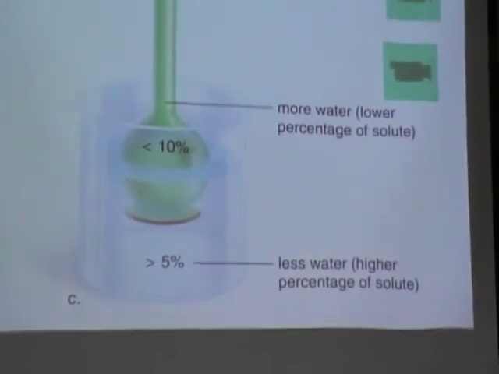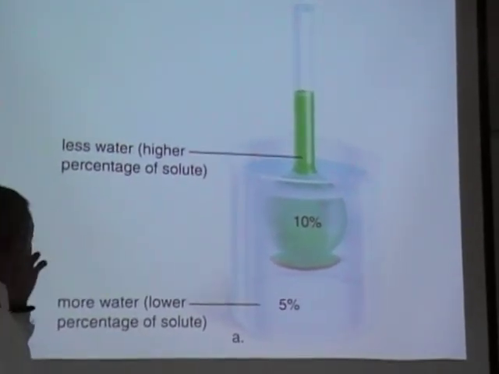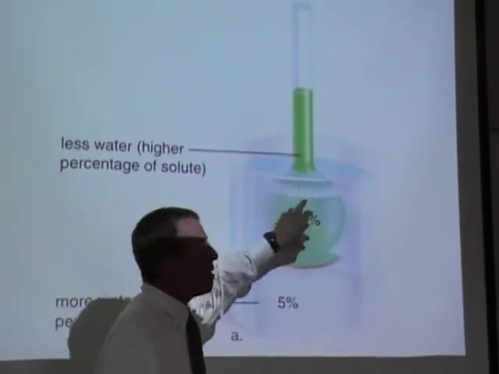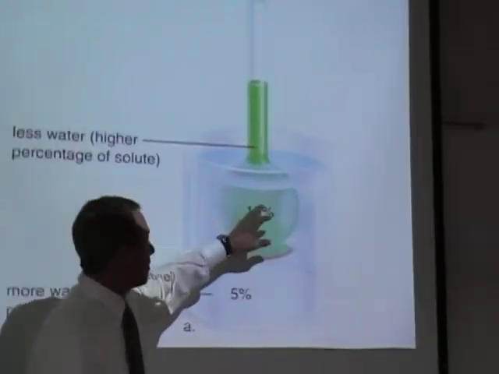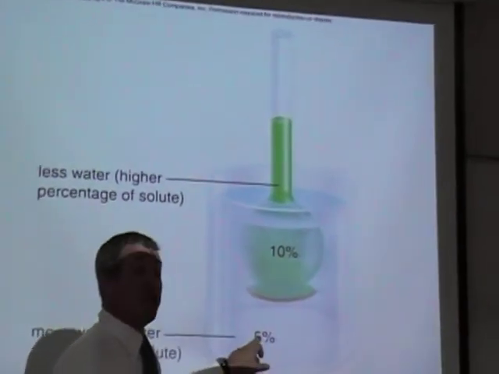So, oh wait a second. I think I'm showing the wrong picture. Okay, I'm sorry. Here we go. I messed up. The green one has a lot of solute, a lot of sugar, 10% sugar. And this one's only 5% solute, 5% sugar.